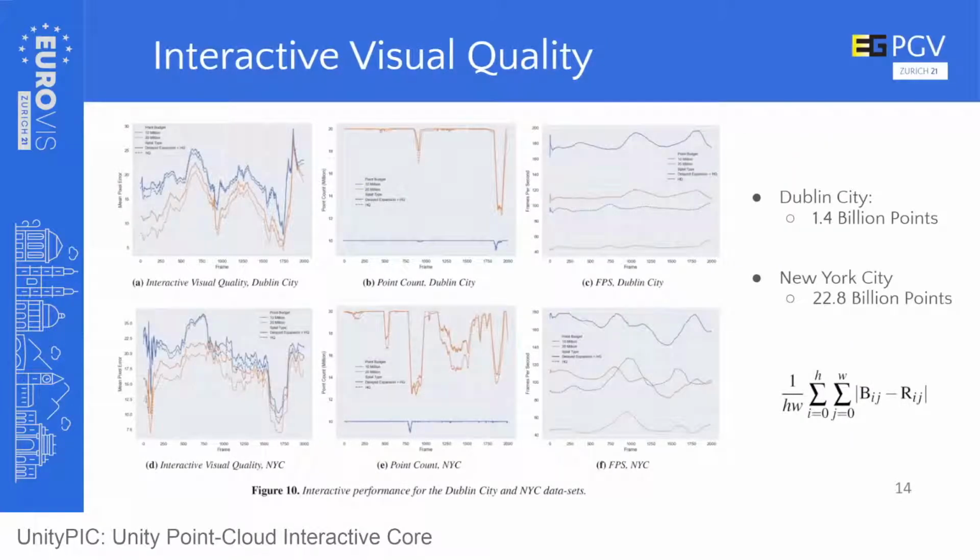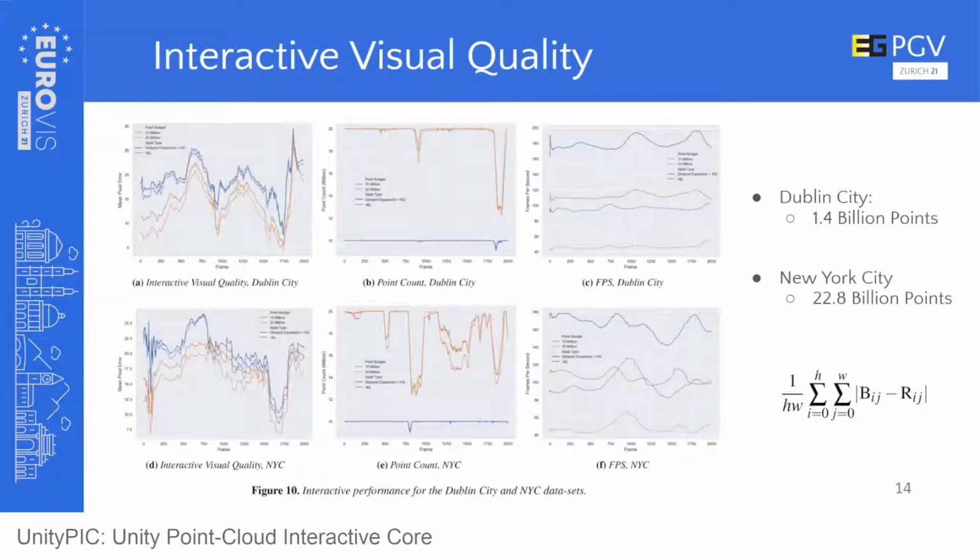Finally, we conducted experiments to showcase the interactive performance as well as the visual quality during interaction for our rendering pipeline. The experiments are conducted across 2 different data sets, Dublin City and New York City. The Dublin data set contains 1.4 billion points, and the New York City data set contains 22.8 billion points.